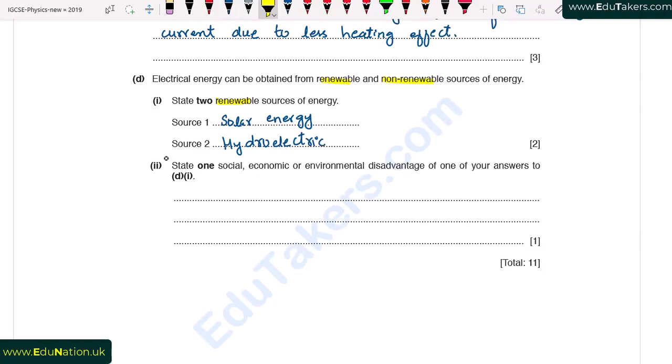Part 2. State one social, economic or environmental disadvantage of one of your answers in part D1. So here we have to describe one of the disadvantages. The solar panels take up huge areas of land. So I write here solar panels take up huge area of land.